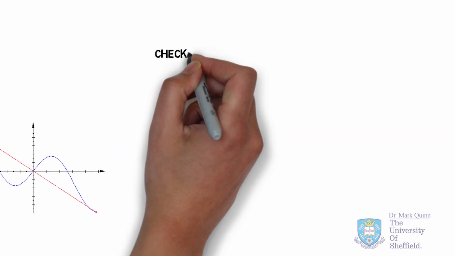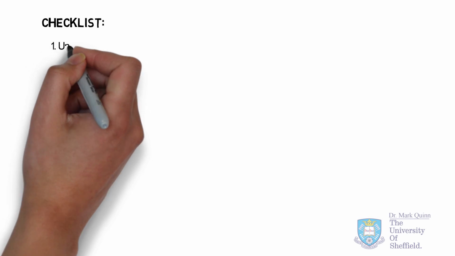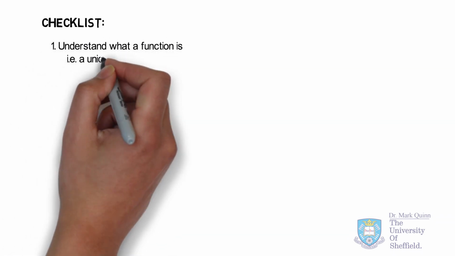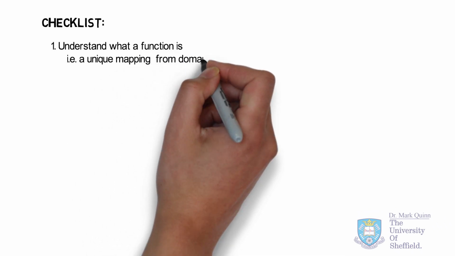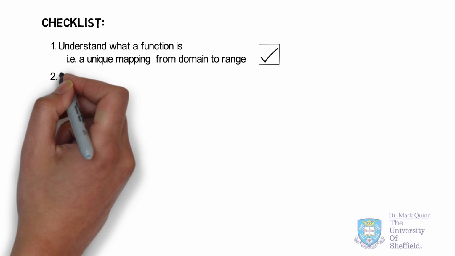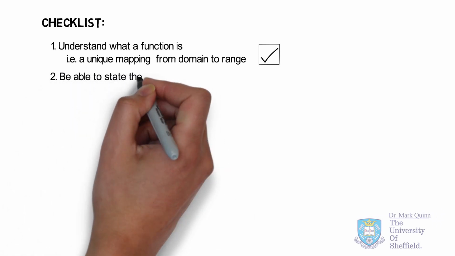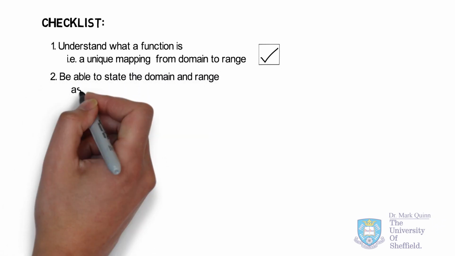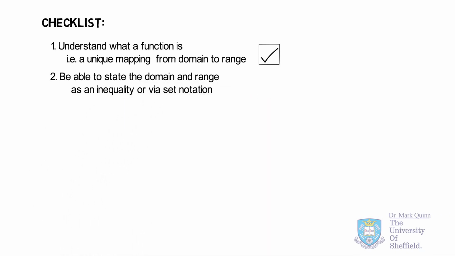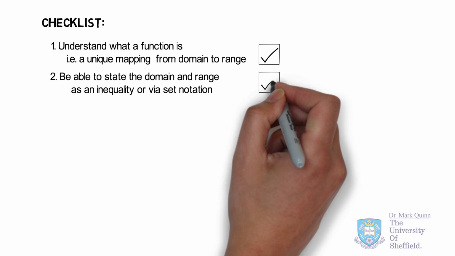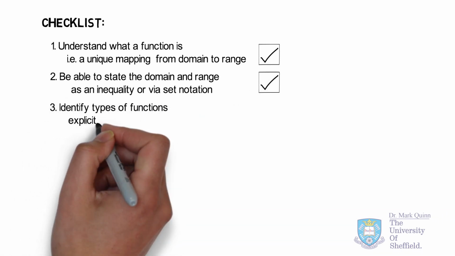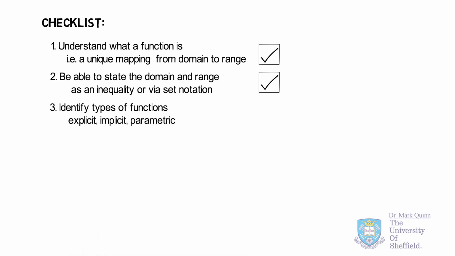Let us finish with a checklist of the video. Here we looked at initial methods in describing functions. Firstly, we should understand what a function is. That is, it's a unique mapping from some domain to range. And we should be able to recognize and state what the domain or range is for different functions, either as inequalities or via set notation. We should be able to identify basic types of functions, such as explicit functions, implicit and parametric functions.